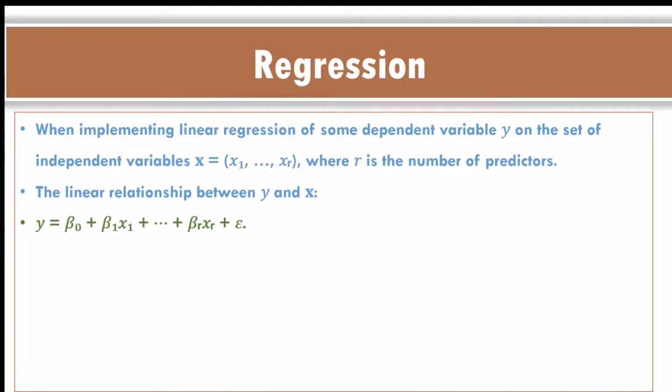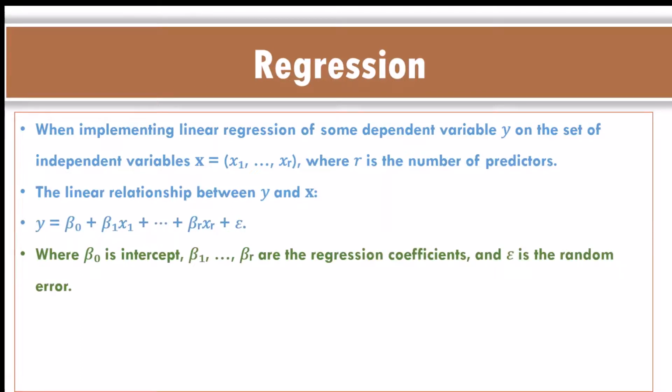Now we can focus on beta suffix 1, beta suffix 2 up to beta suffix r. What are these variables? These variables are called regression coefficients. These coefficients denote how the input variable is related with the output variable. In other words, how the output variable depends on the input variable. Those can be identified by the regression coefficients, that are beta suffix 1 to beta suffix r.